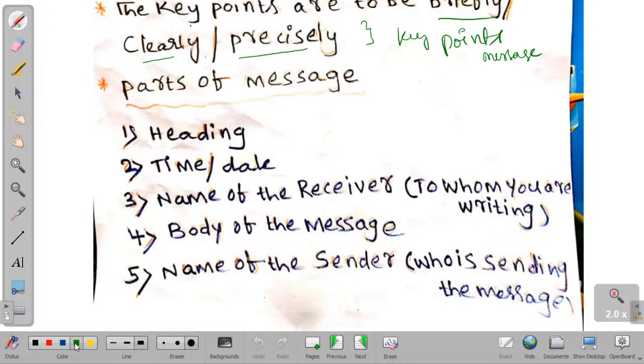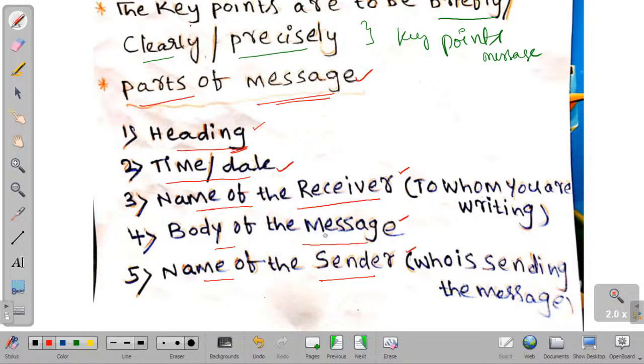Now come back to the parts of a message. While we are writing a message, we have to follow some parts. There are 5 parts to follow while writing a message. What are they? Heading, time and date, name of the receiver, body of the message, and final one, name of the sender. These are the 5 parts we need to follow while writing a message. Let me explain the parts of a message one by one. First one, heading.